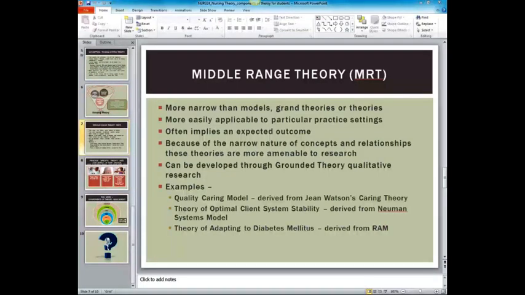Some examples are, again, the quality caring model, which was derived from Jean Watson's caring theory. There's a theory of optimal client system stability, which was derived from Neuman's systems model. And then the theory of adapting to diabetes mellitus, which was derived from Sister Callista Roy's adaptation model.